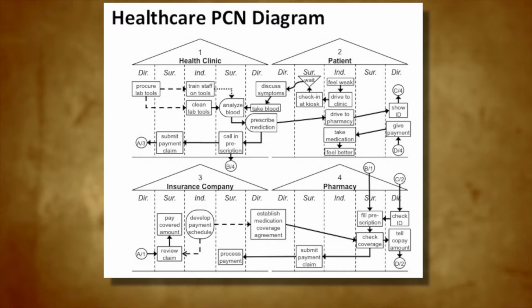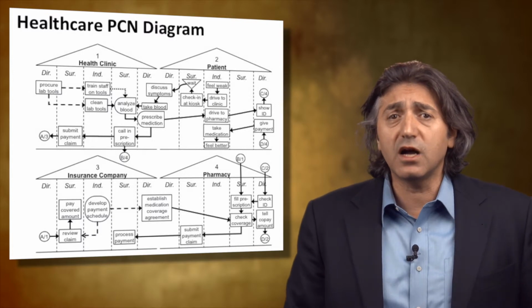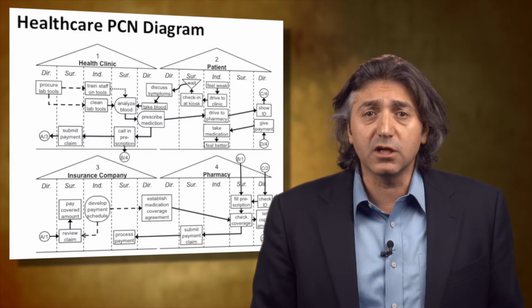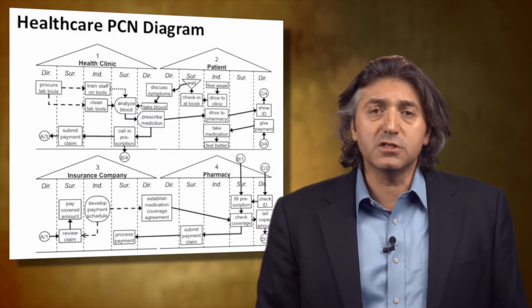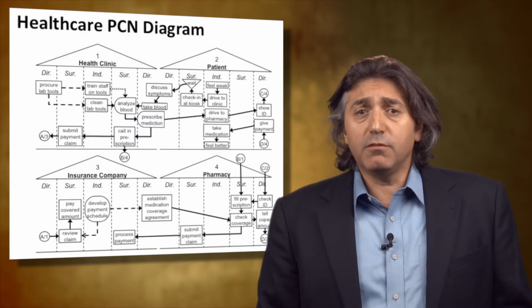In this process chain network, the four entities connect together in complicated ways. The patient feels weak and gets to the clinic, waits, talks to the doctor. And based on a blood test at the clinic, the doctor calls in a prescription to the pharmacy. The clinic connects to the patient and the pharmacy. The clinic and the pharmacy also connect to the insurance company, which gets claims from both.